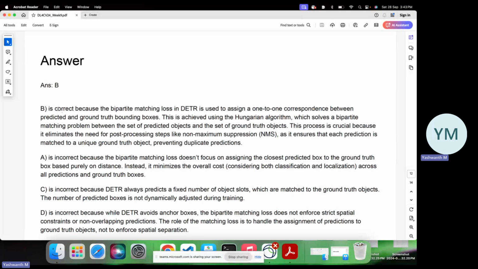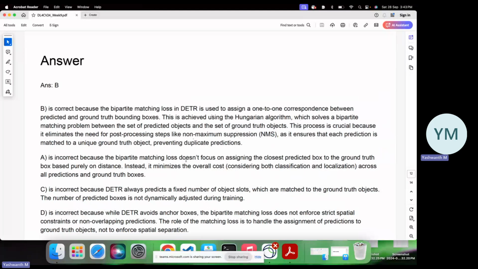So here the true answer is B, because the bipartite matching loss in the Detection Transformer is used to assign a one-to-one correspondence between the predicted and ground truth bounding boxes. It is achieved using the Hungarian algorithm, which solves a bipartite matching problem between the set of predicted objects and the set of ground truth. This process is crucial because it eliminates the need for post-processing steps such as NMS and ensures each prediction is matched to a unique ground truth object, preventing duplicate predictions.